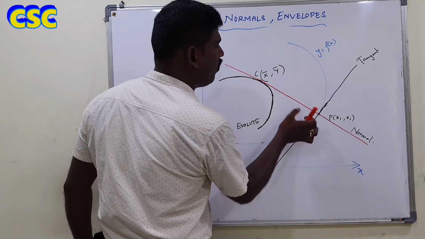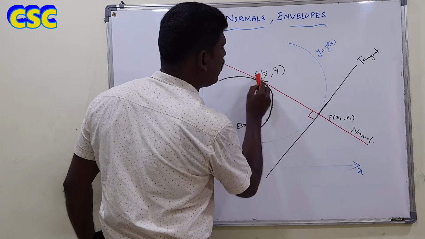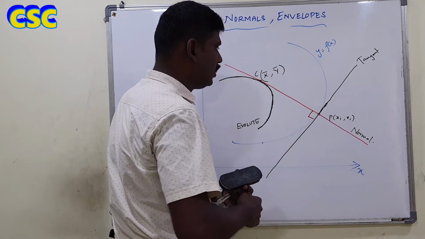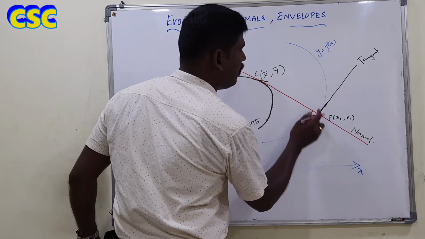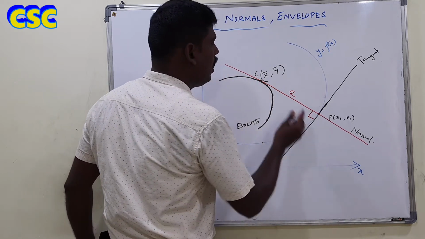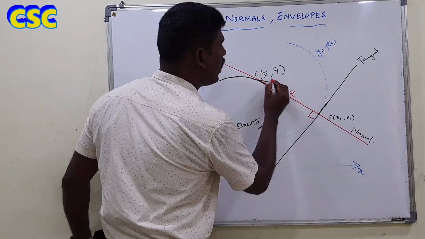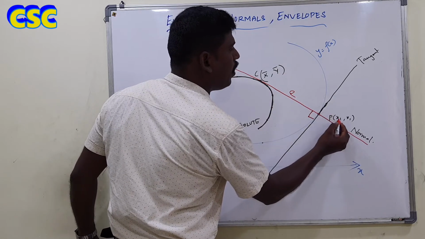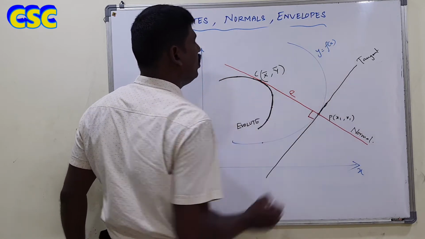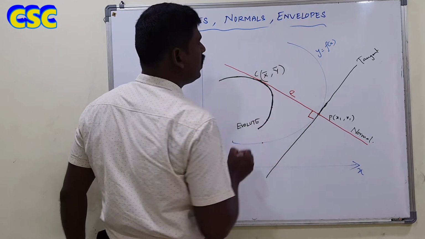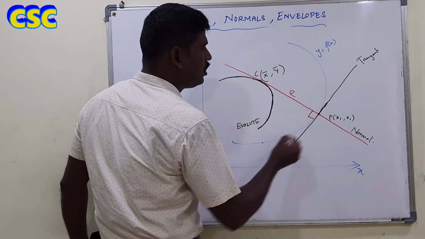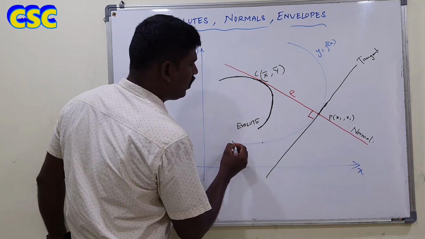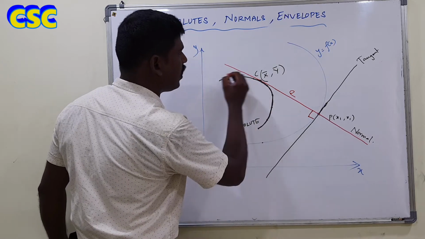What is the radius of curvature? The length between C and P is the radius of curvature, and the end point is called the center of curvature at the point P(x1, y1) to the curve y equals f of x. That is C(x bar, y bar), right? Similarly, we can find the center of curvature for each and every point. You can get this curve, isn't it?